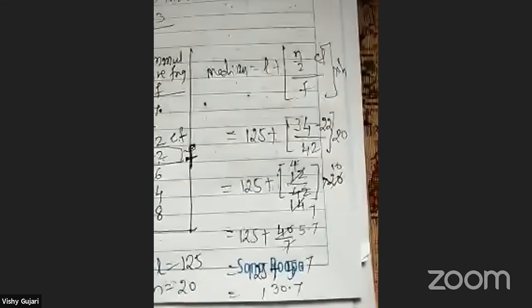Now you take down the second problem. If the median of the distribution given below is 28.5, find the value of x and y.